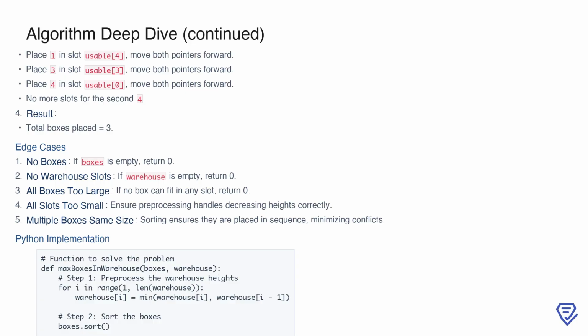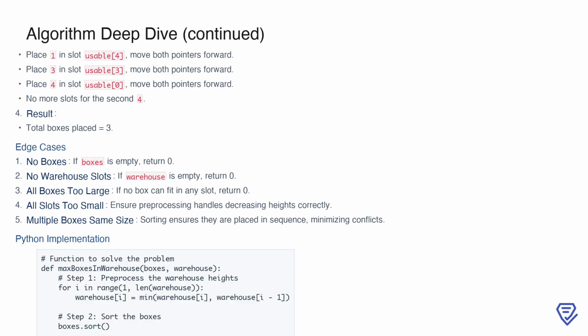Next, we take the box with height 3, which fits in the second to last slot of the usable array. Again, we place it and move both pointers forward. Then, we take the first box with height 4. This fits in the first slot of the usable array, so we place it there and move the pointers forward again.